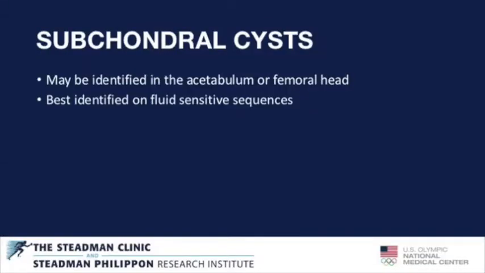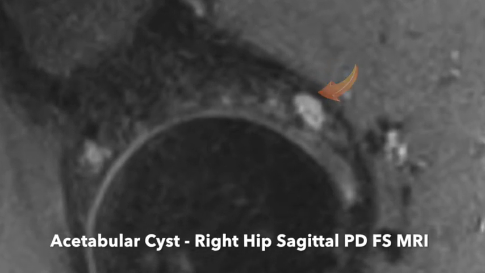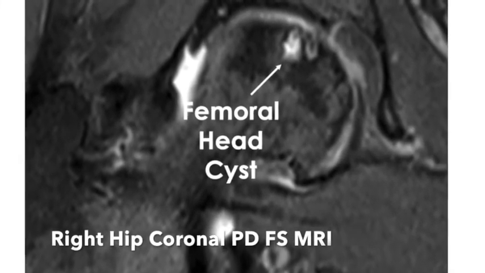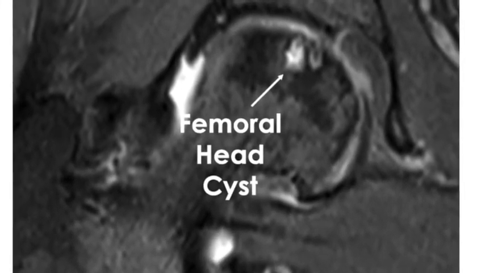Subchondral cysts may be identified in the femoral head or acetabulum, and adjacent bone marrow edema is also often identified. These lesions are best visualized on fluid-sensitive sequences, and any imaging plane may be utilized. Here, a subchondral cyst is identified in the acetabulum. An example of a subchondral cyst in the femoral head is identified in another patient.